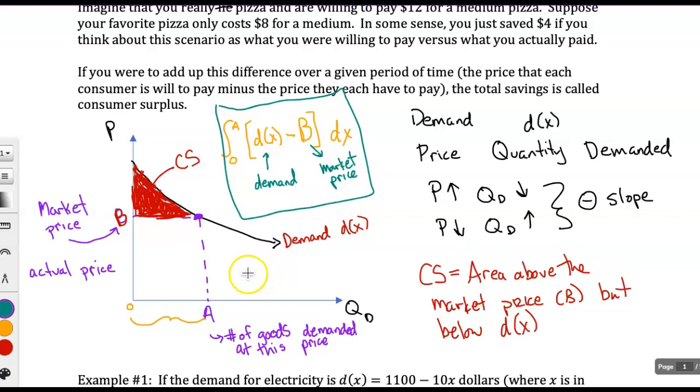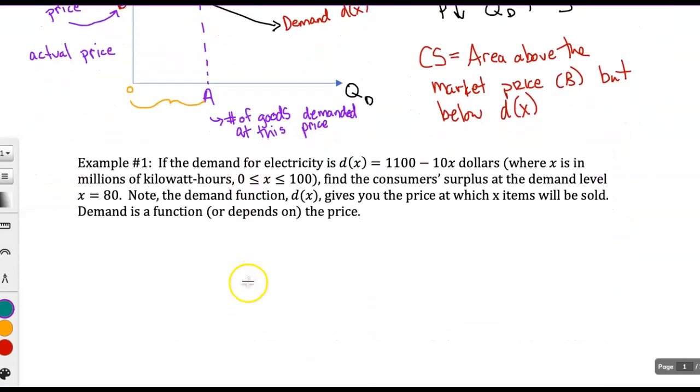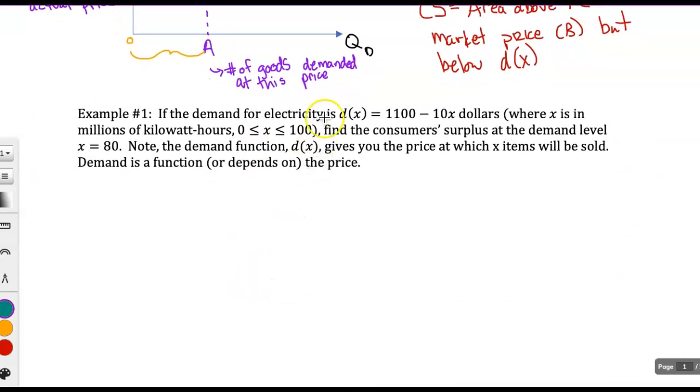So let's go ahead and try an example here. It says, if the demand for electricity is D of X equals 1100 minus 10X, and if you were to graph that, that's a downward sloping line, where X is millions of kilowatt hours. Find the consumer surplus at the demand level X equals 80. The first thing we need to do is, they didn't give us a market price, so we need to figure out what the market price is.